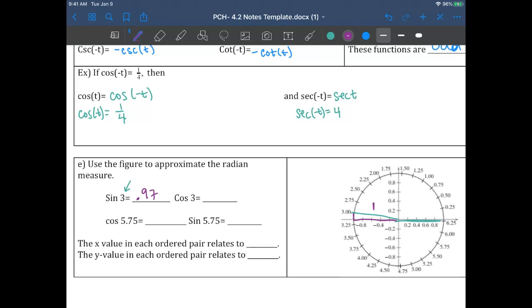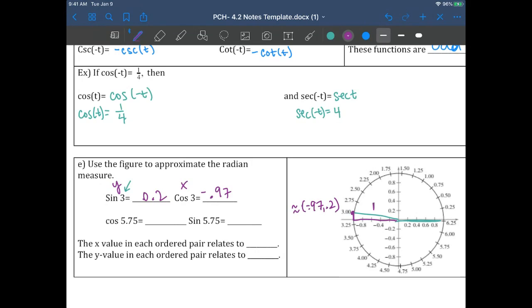And actually, is the x the sine or is cosine the y? So remember, sine is equal to the y and cosine is equal to the x. So I actually need to take this over here and use it as my cosine value. The sine, how far did I move up to get to 3, would be like 0.2. So this point is negative 0.97, comma 0.2, about.